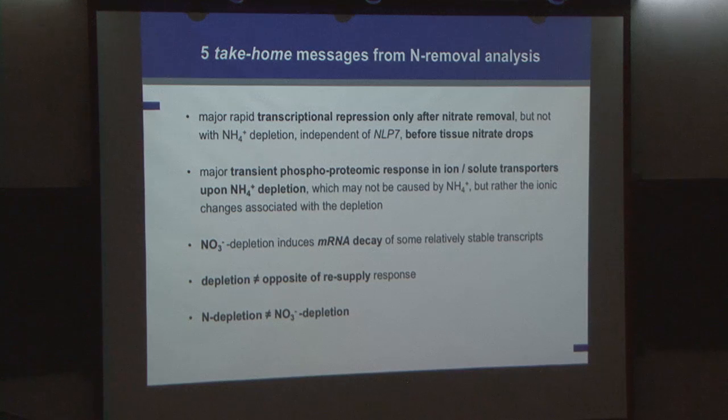There's a phosphoproteomic change, so phosphorylation is not more or less. In some proteins it's more, and in some other proteins it's less. But there are specific sites phosphorylated or dephosphorylated, especially of ion or sodium transporters, in ammonium deficiency or ammonium deprivation. These are probably related to the ionic changes that occur when you take away the ammonium.